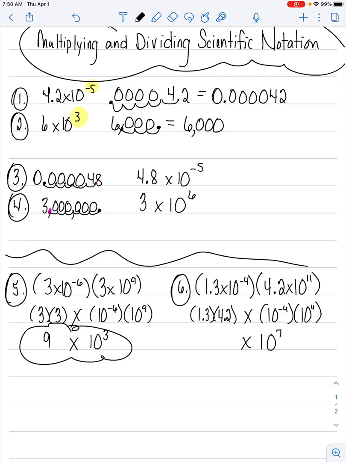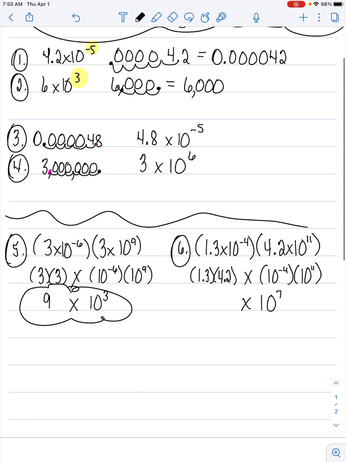Yep, 7th. I want to make sure my math's right. Now I have to multiply my other numbers. So I'm going to have to do a little bit of side work here. I'm going to have to do 1.3 times 4.2. Now, your strategy for multiplying decimals may be different from mine, just as long as we get the same answer.